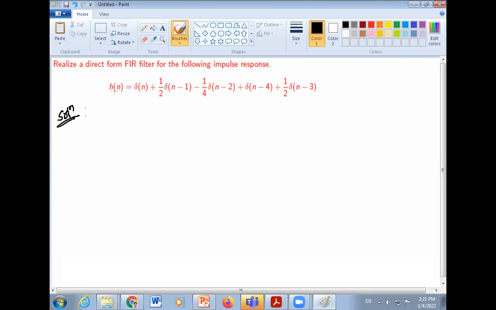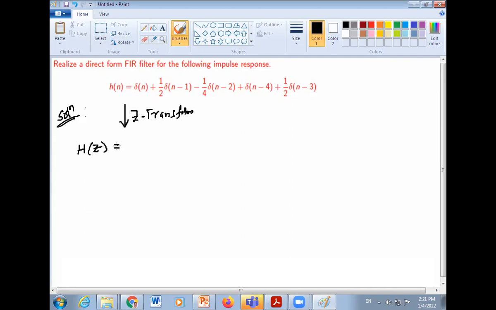Have you noted the question? It is h of n equals delta of n plus 1 by 2 delta of n minus 1 minus 1 by 4 delta of n minus 2 plus delta of n minus 4 plus 1 by 2 delta of n minus 3. So now we want to convert this in the form of Y of z equals X of z into H of z. Then by applying the z transform to this, what we will get? Z transform of h of n, I am writing it as H of z, which equals the z transform of delta of n.